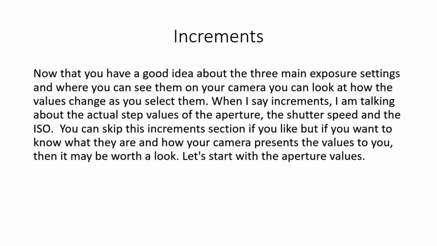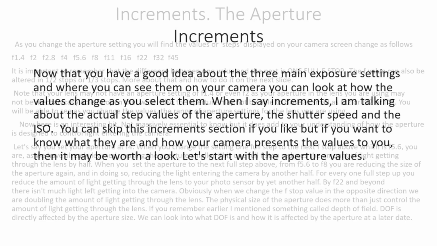Increments. Now that you have a good idea about the three main exposure settings, and where you can see them on your camera, you can look at how the values change as you select them. When I say increments, I am talking about the actual step values of the aperture, the shutter speed, and the ISO. You can skip this increments section if you like, but if you want to know what they are and how your camera presents the values to you, then it may be worth a look. Let's start with the aperture values.